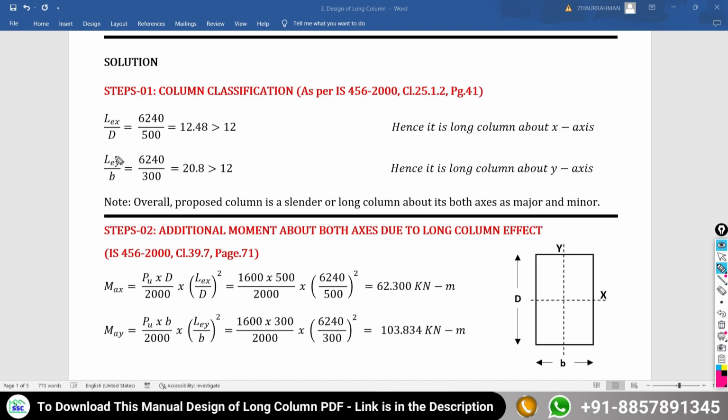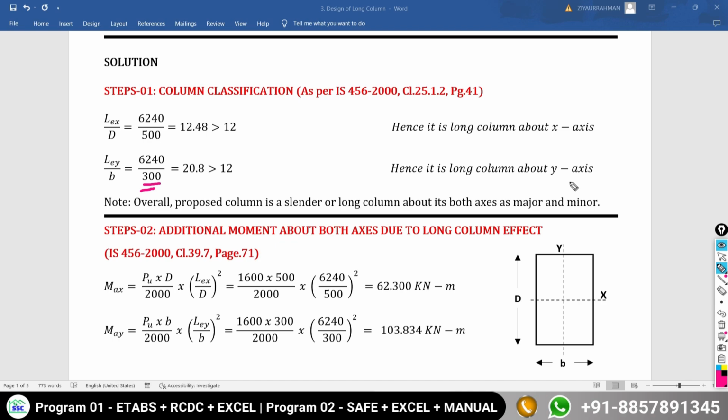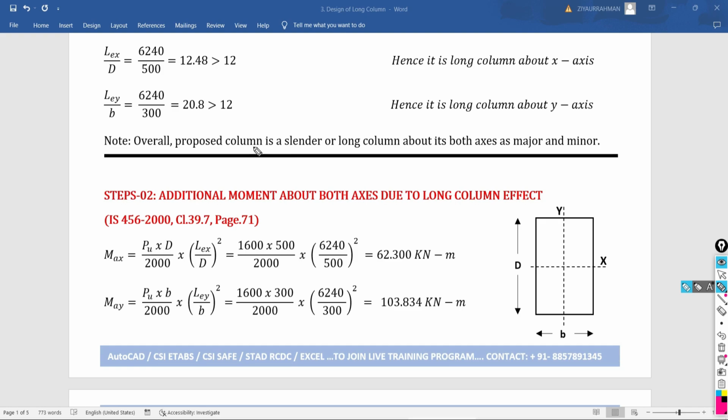Likewise, we are going to do the calculation for the y-axis. The effective length about the y-axis is the same as that of the x-axis, 6240, divided by the width of your column, 300. This ratio comes out to be 20.8, which is again greater than 12. Hence, it is a long column about the y-axis also. So overall, the proposed column is a slender or long column about both axes, the major axis as well as the minor axis.